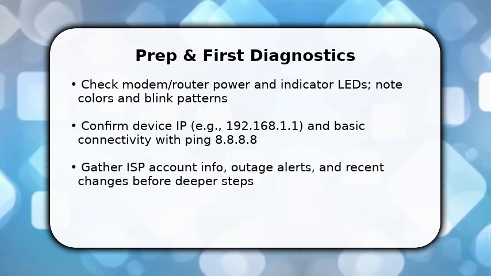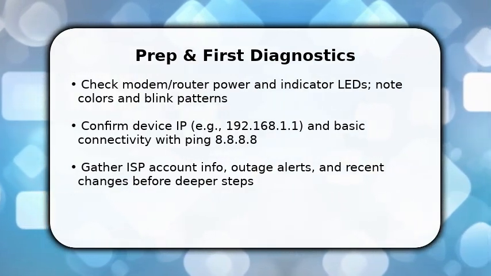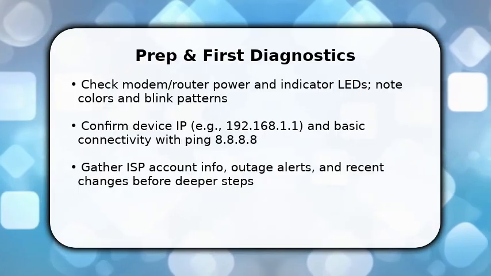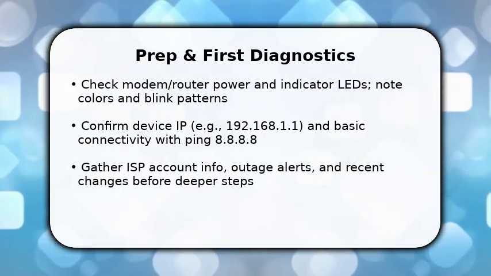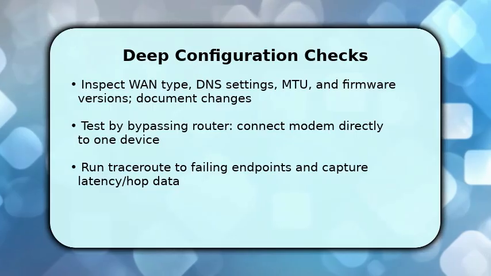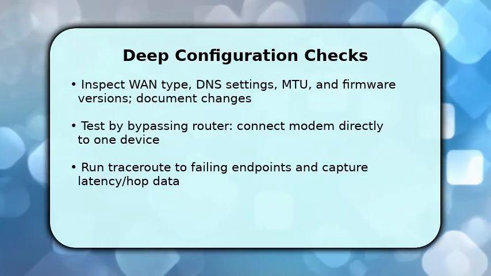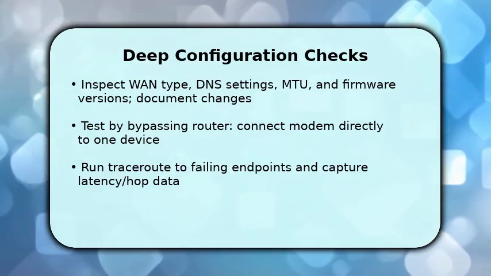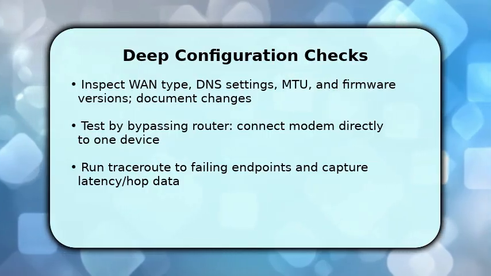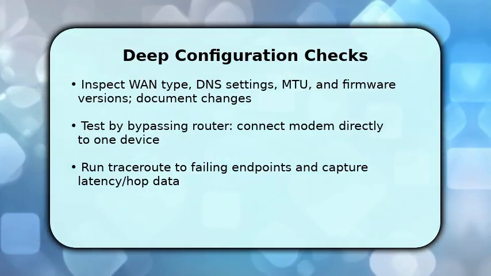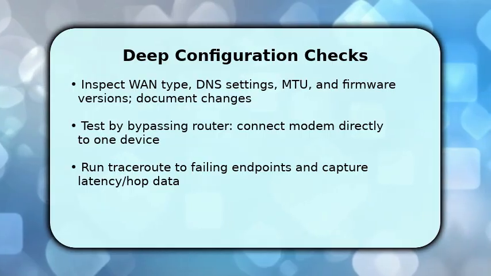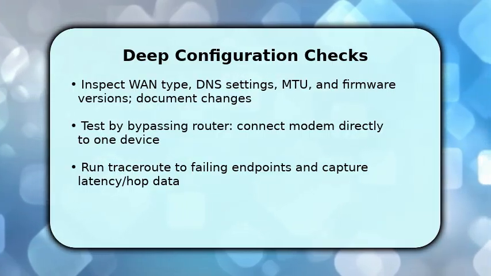Once you've isolated the connection, dig into configuration. Verify WAN type matches ISP, DHCP/static/PPPoE, set reliable DNS, ISP or 8.8.8.8, and confirm MTU settings to avoid fragmentation. Make sure firmware is current. Upgrade during low usage windows.